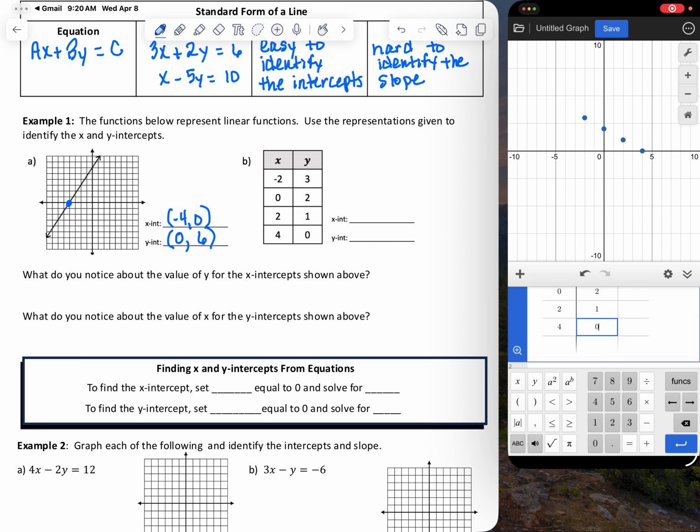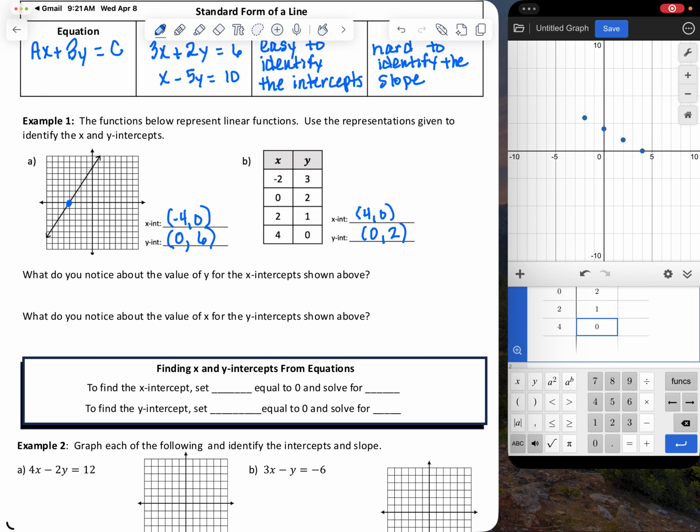Now, once you can visualize the points in this table, it's easier to see that the x-intercept is at 4, 0. That's the point where it touches the x-axis. And the y-intercept is at the point 0, 2. That's where the point touches the y-axis.